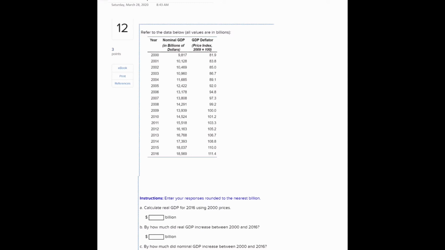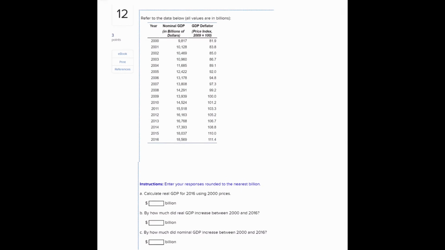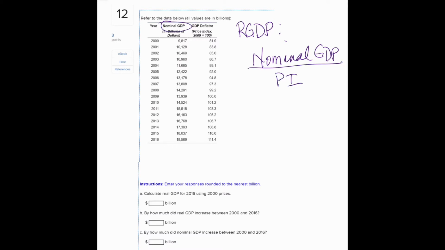For number 12 and 13, you're being asked to calculate real GDP. So just to start with the basic formula here, real GDP can be found by taking nominal GDP, which is on its face, and it's given here in this chart as nominal, divided by the price index for a given year. So that's how we find real.